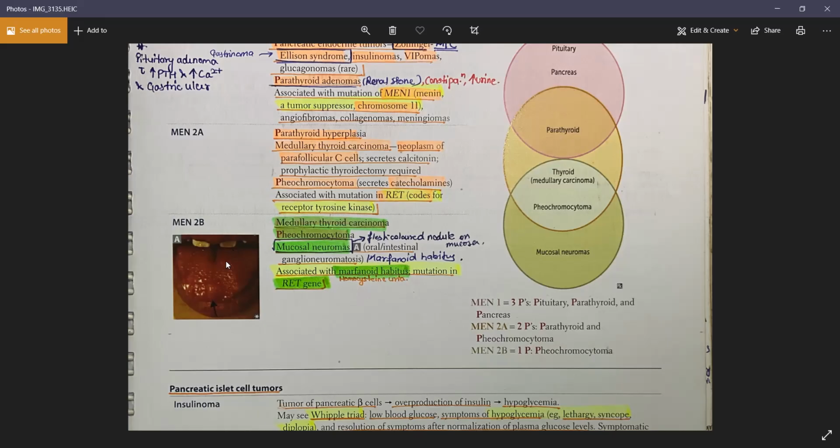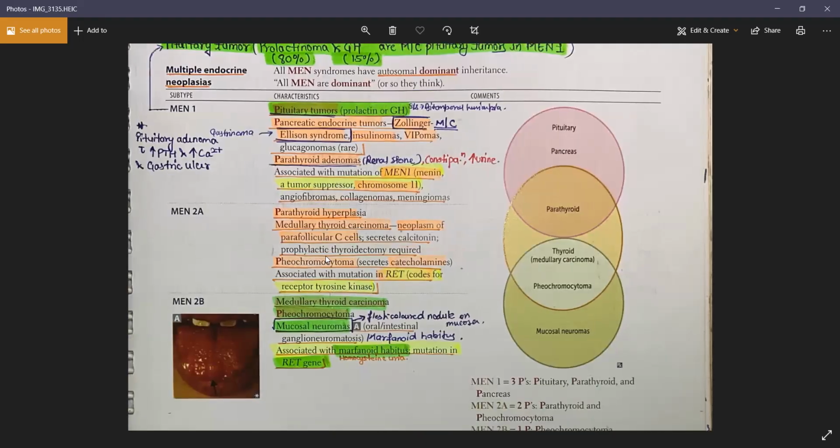But along with that, the patient will have some bumps on the mucosal surfaces like the tongue. As you can see, these are the mucosal neuromas. Plus, the patient will also have the pheochromocytoma and the medullary thyroid carcinoma. The mucosal neuromas will present as flesh-colored nodules on the mucosa. If they do not give you the picture of the patient, they will describe these tumors as flesh-colored nodules on the mucosa. Okay, so that would be all.